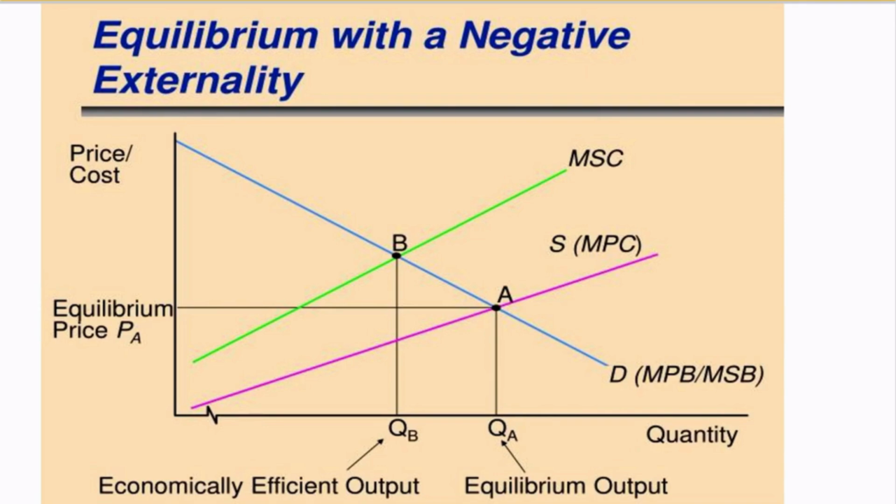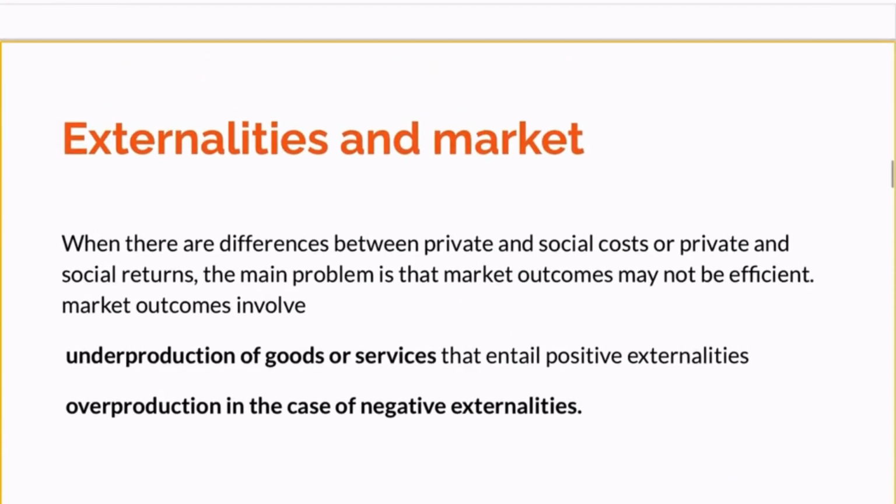So what you find now is a shifting of the equilibrium output from A to B, and the number of goods which are produced is now less than QA. So the new quantity which would be produced, when we consider the marginal social cost, or when you consider the negative externality, you'll get the new quantity which is QB, which is less than QA. So as I was saying, whenever there is a negative externality, it results in the overproduction of the goods.